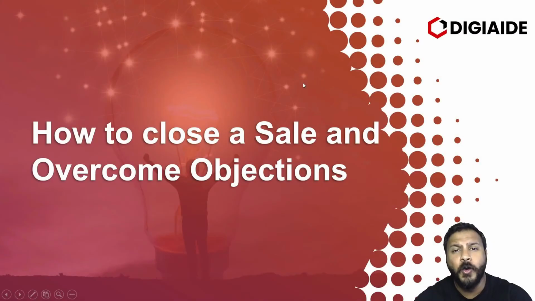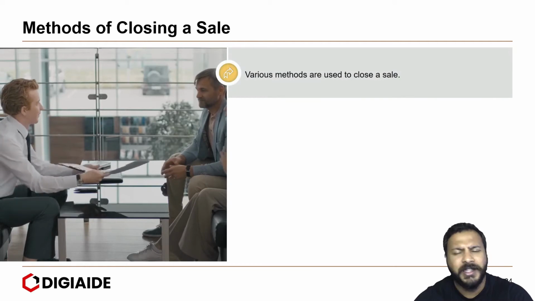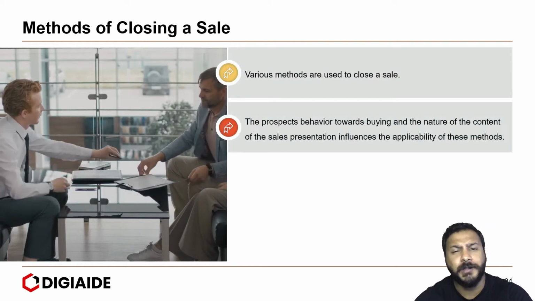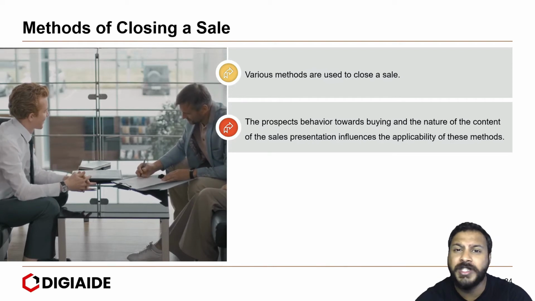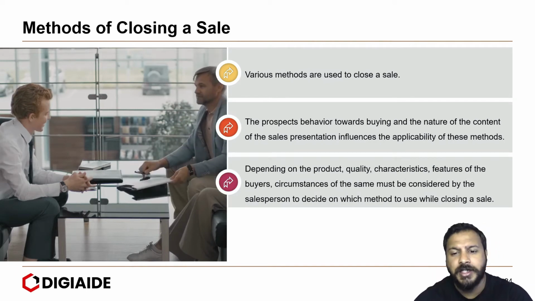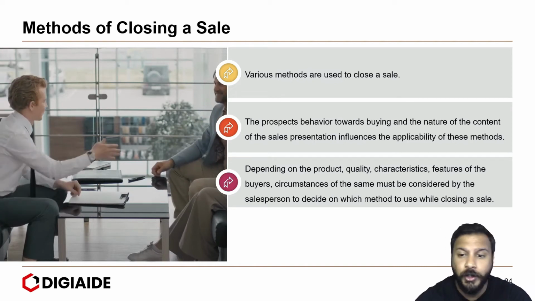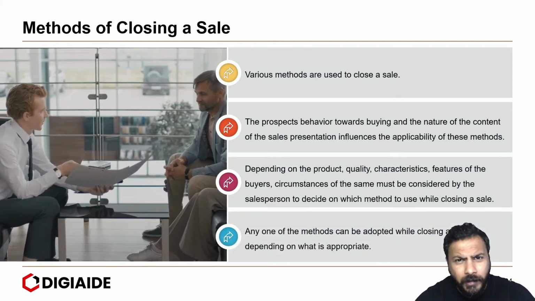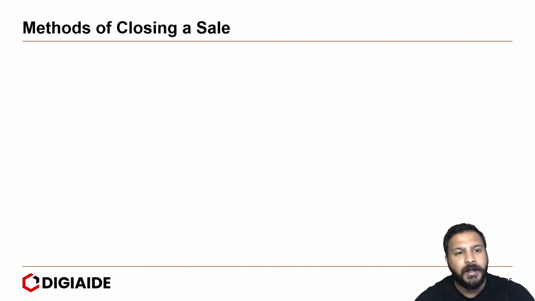Let's start with how to close a sale and overcome the objections. Let's start with the methods of closing a sale. Various methods are used to close a sale. The prospect's behavior towards buying and the nature of the content of the sales presentation influence the applicability of these methods. Depending on the product, quality, characteristics, features, and circumstances, the salesperson must consider which method to use while closing a sale. Any of the methods can be adopted depending on what is appropriate.